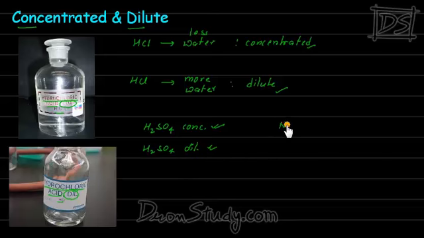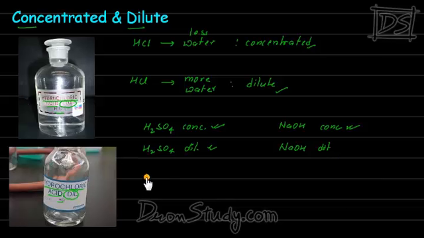Similarly, students, the same goes for bases such as NaOH. NaOH can be concentrated and it can also be dilute. That means in concentrated, a high amount of NaOH has been dissolved in less water. Dilute means NaOH is dissolved in more water. The more dilute the solution, the higher the amount of water. So you understood what concentrated and dilute mean.